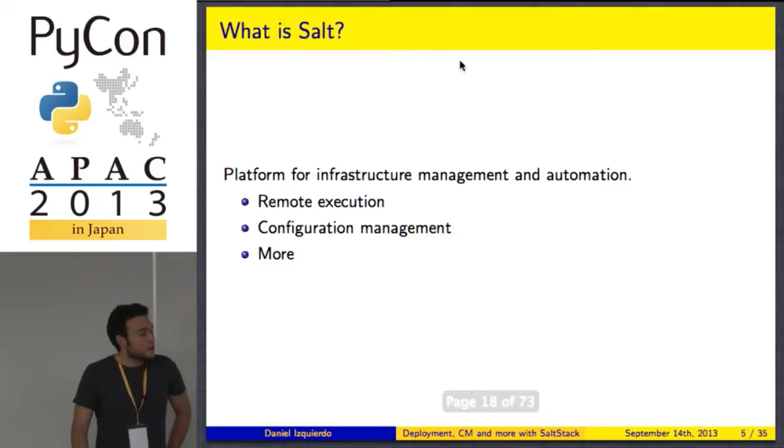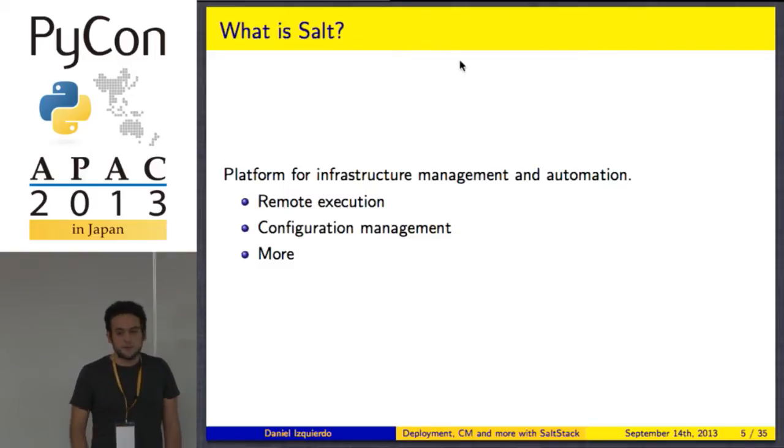So to solve this problem, I'm introducing Salt. Salt is a platform for infrastructure management and automation. So basically, the main things it supports are remote execution and configuration management, but it's also an extensible platform, so it supports a lot more features, and it's extensible to solve many kinds of different infrastructure management problems.